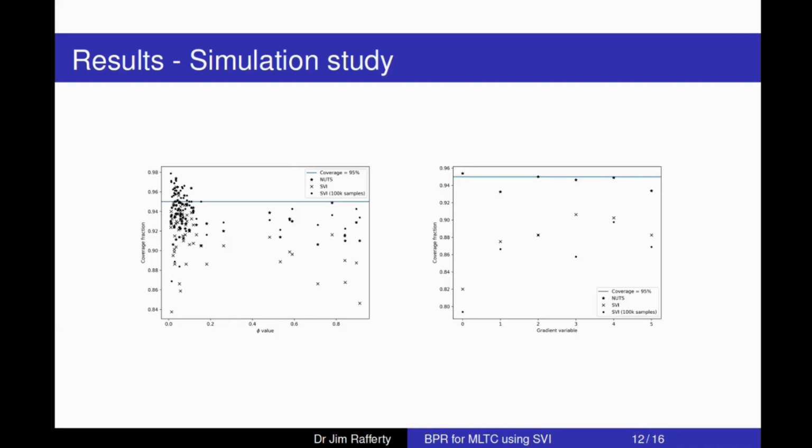On the right, you can see the same plot, but for the gradient values in the response model, and you can see here that the coverage values are quite a bit smaller for the SVI fits compared to the NUTS fits. So that's indicating that the posterior distribution for the response model is not such a good approximation.